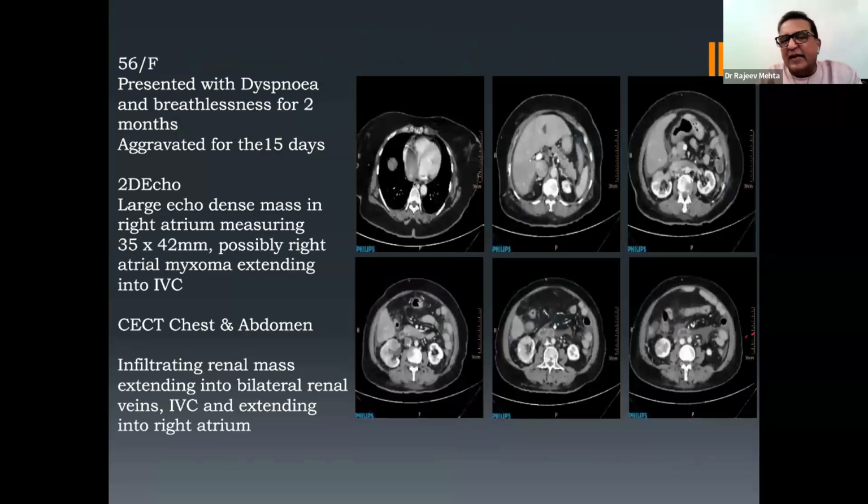There's a very interesting case which I came across just 3 days ago in my hospital. A 56-year-old lady presented with dyspnea on exertion and breathlessness for the past 2 months, but aggravated for the last 15 days. The patient came to a cardiologist, who did a 2D echo, which showed a large echo-dense mass in the right atrium measuring 35 to 42 mm, possibly a right atrial myxoma extending into the IVC.